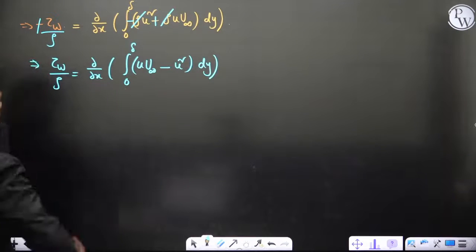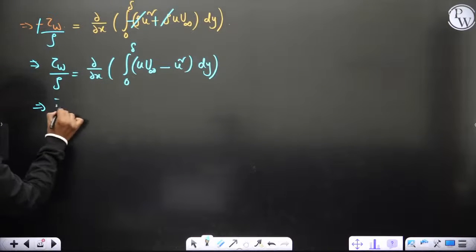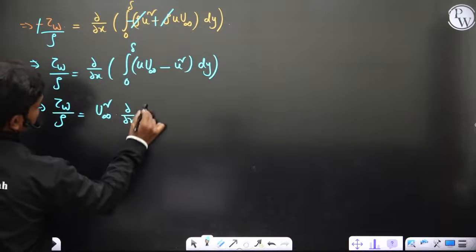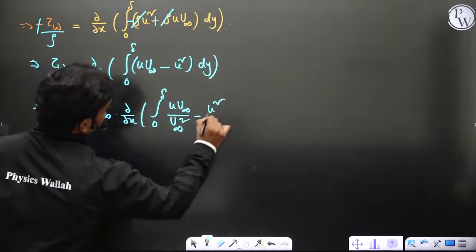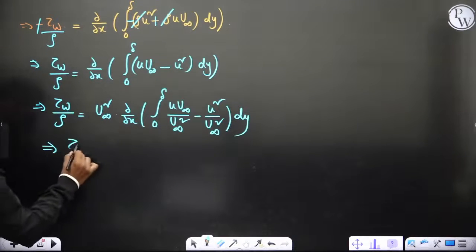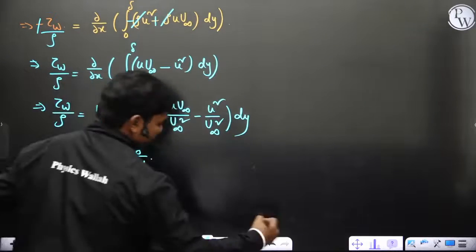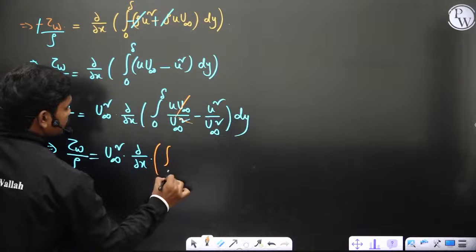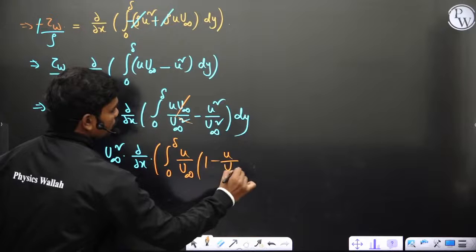Now what we can do, we can take one u out, and if we divide by u infinity square, this equation gives you tau w by rho is equal to dou by dou x of integral 0 to delta, u u infinity by u infinity square minus u square by u infinity square dy. I'm just adjusting a u infinity square here. So tau w by rho is u infinity square times dou by dou x into integral 0 to delta u by u infinity, taken out, times 1 minus u by u infinity dy, that's it.